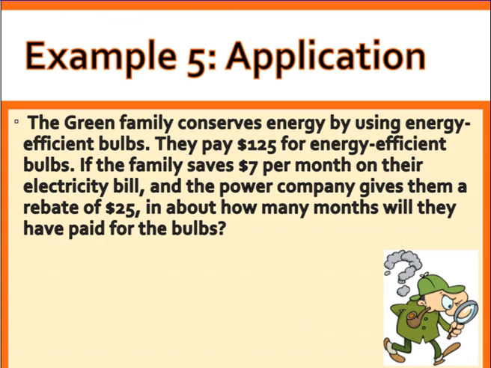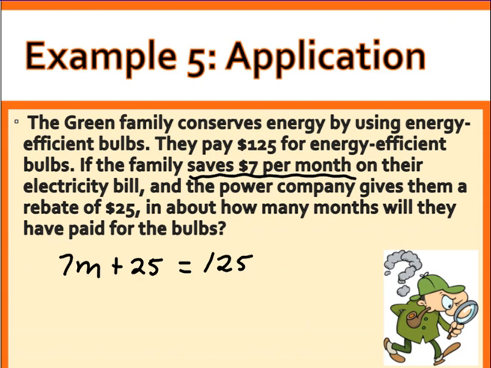So here we need to write our equation. So they save $7 per month, so I'm going to say 7M, and they give them a rebate of 25. So they pay you $25. They give you $25 back. So I'm going to say they gain $25 back. This has to equal a total of $125. So the $7 per month that they save plus the $25 that they get back should equal 125.